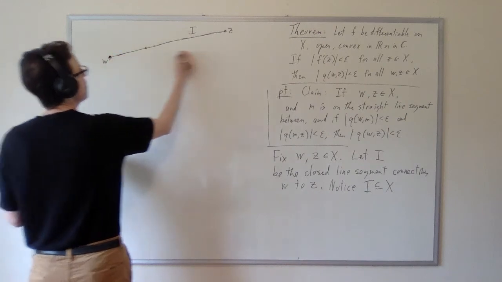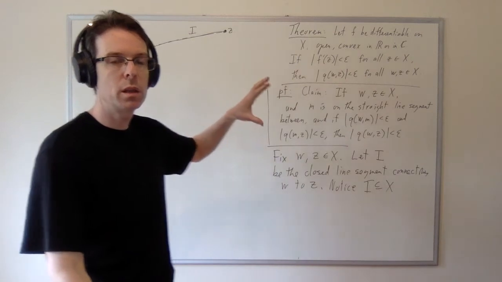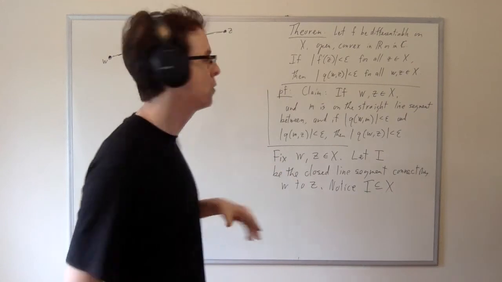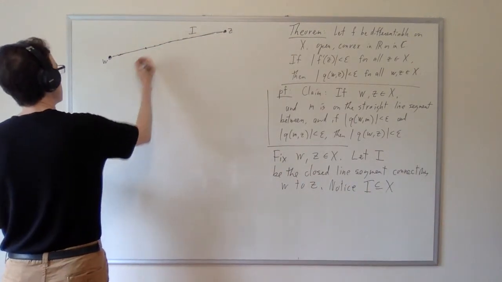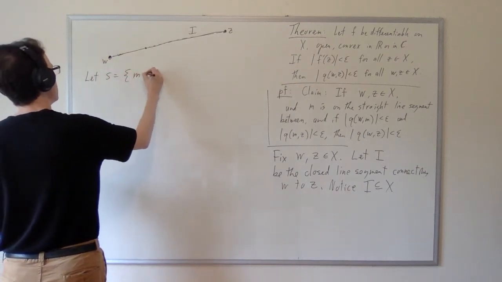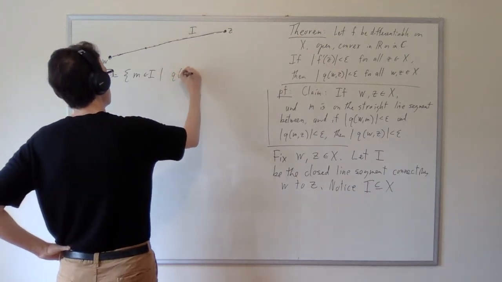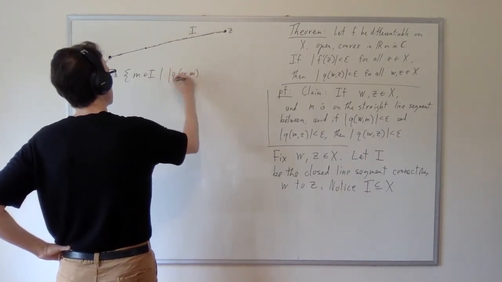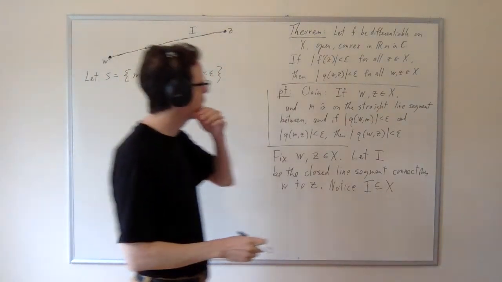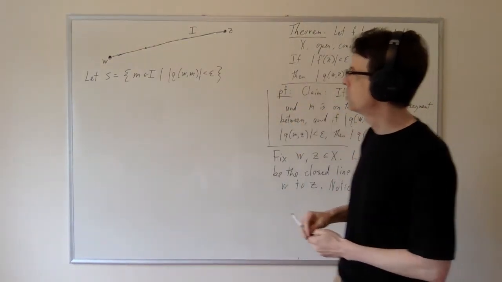Now, next I want to consider that for some of the m's in between, the conclusion here might be true, and for some of the m's in between, it might be false. And so let's consider the m's for which it is true. So let's let S be the set of m in I, so that what's true? The modulus of Q(W,M) is actually less than epsilon. So basically the m's for which this conclusion, Q(W,M) less than epsilon, is actually true.